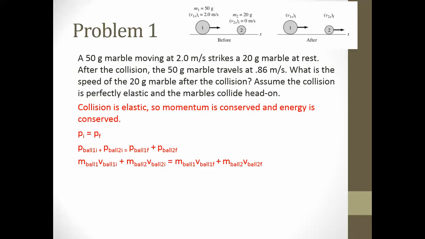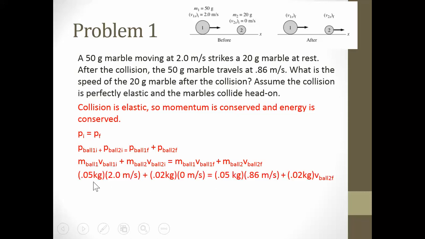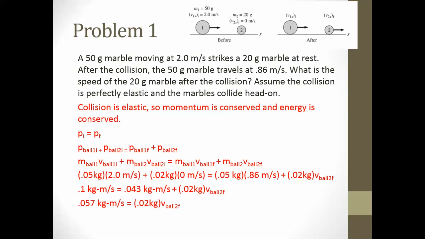We're going to plug in the values of the mass and velocity for each ball. And this is our initial momentum of ball 1. The initial momentum of ball 2 is actually 0 because it started at rest. We know our final momentum of ball 1, and we're trying to find our final velocity of ball 2. So this is the variable we're solving for. Now we can simplify this equation, combine terms, and divide by 0.02 kilogram to get the velocity of ball 2. And we get the velocity of ball 2 is 2.9 meters per second.